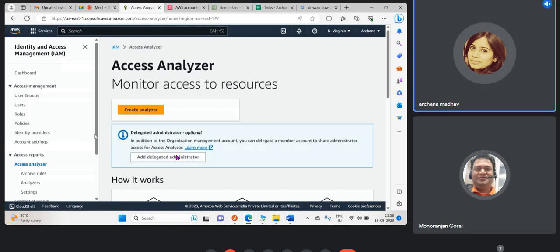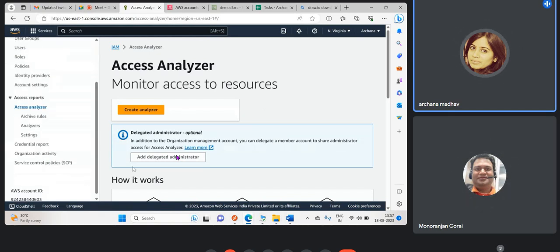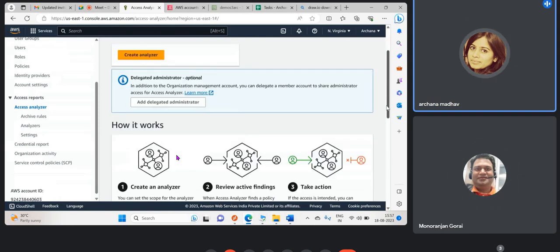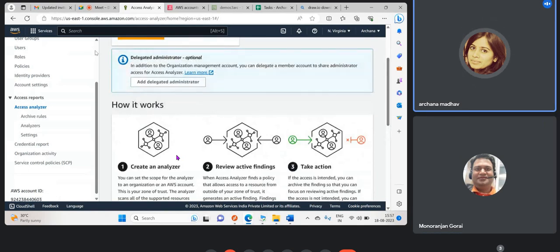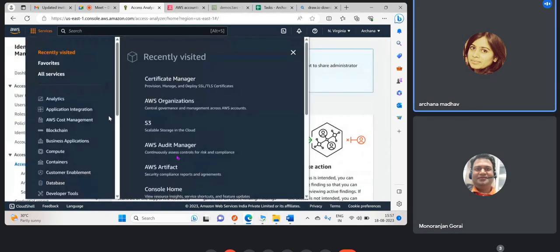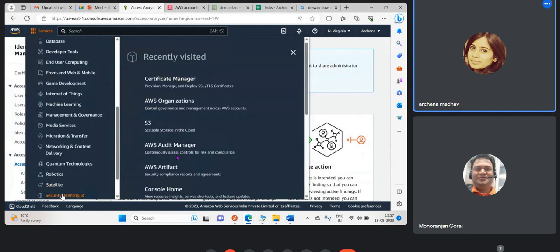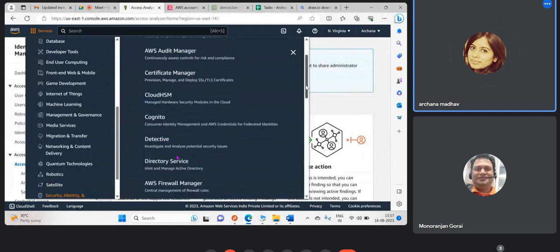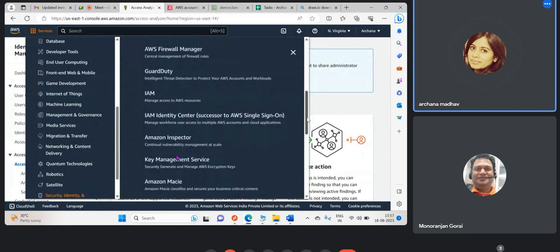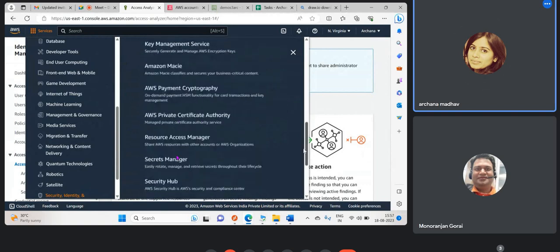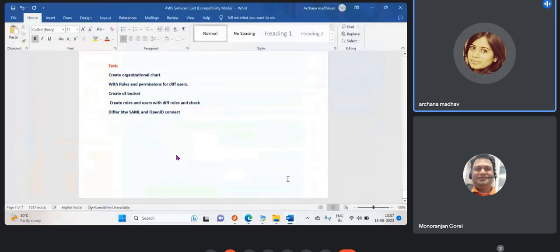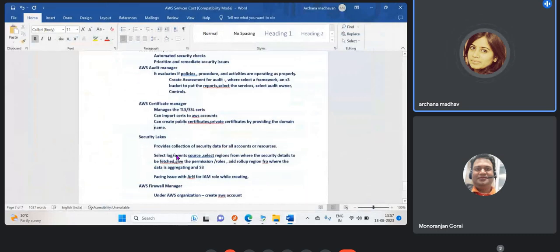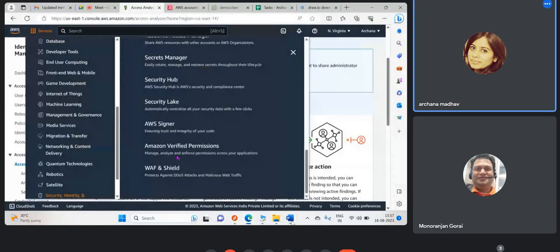I haven't gone through these actually. From these, I haven't gone through. Maybe I have to, I can later on, that's fine. Yeah, I will check and then I'll. Security Lake, I think I have. Yeah, Security Lake.